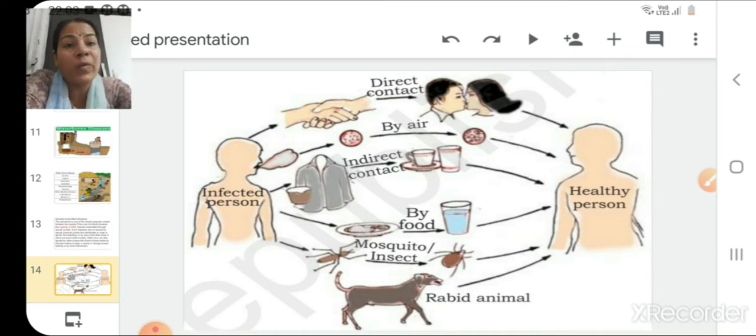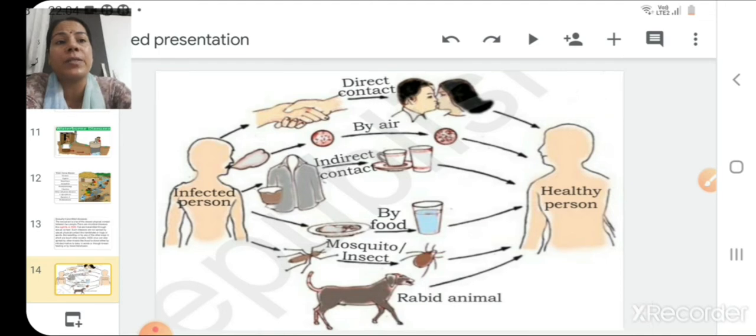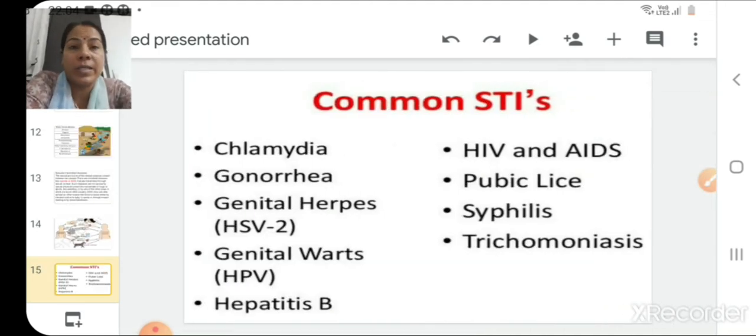And the other way is by sharing the food of an infected person, and the other way is by some vectors, that is vector-borne disease, which I will discuss now only. And in all these conditions the infected person can spread the disease to a healthy person. So let us now discuss some of the common sexually transmitted diseases.